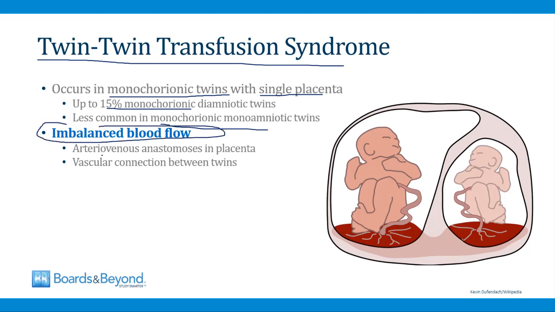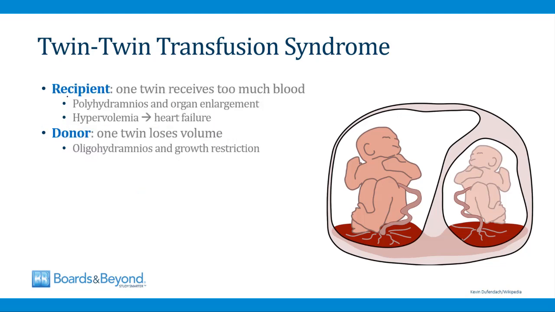In the placenta in these pregnancies, there are what's known as arteriovenous anastomoses. These are basically vascular connections between the twins, and they can result in one twin getting more blood flow and the other twin getting less blood flow, and that's the twin-twin transfusion syndrome. In this disorder, one twin is called the recipient twin. This is the twin that receives too much blood flow.